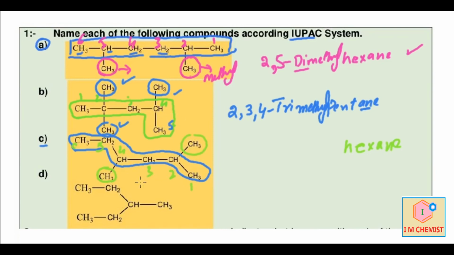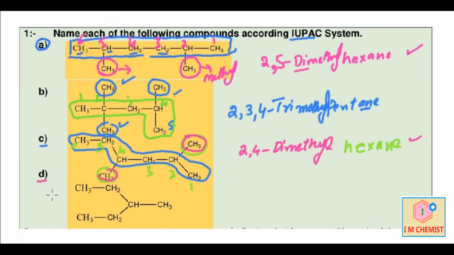Now you have to give the numbers to the substituents. As you can see, at carbon number 2 you have a substituent, that is methyl, and similarly at carbon number 4 you have a substituent, that is a methyl group. So you will write 2 and then 4. Methyl groups are 2 in number, so you will write dimethyl hexane. So this is the correct name.